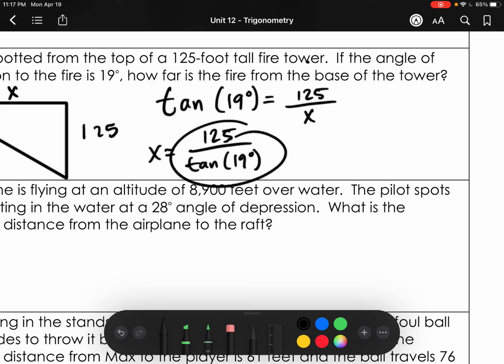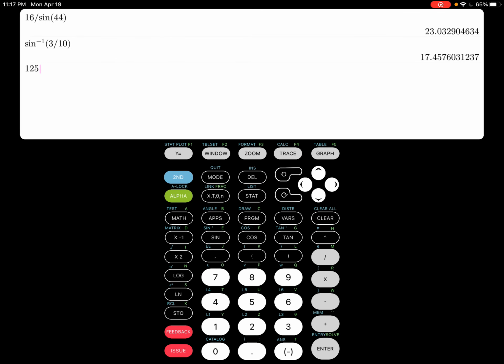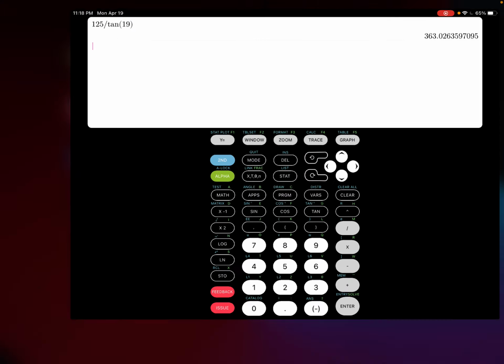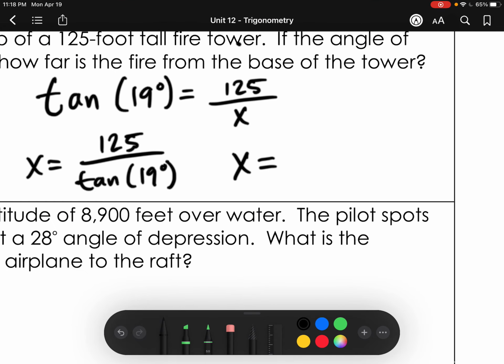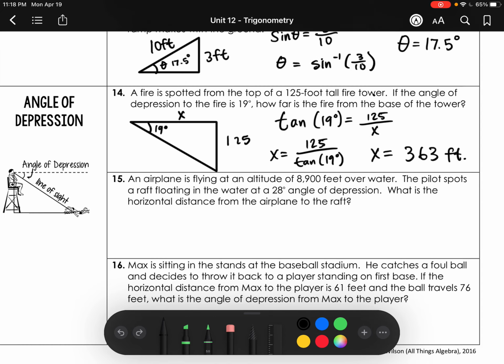And we're going to type this into our calculator, and we get x is equal to 125 divided by tangent of 19 degrees. And when we click enter, we get 363.02. So we'll just round down to 363 feet. So x is equal to 363 feet. All right, so this length, which is the same as this length, is 363 feet.